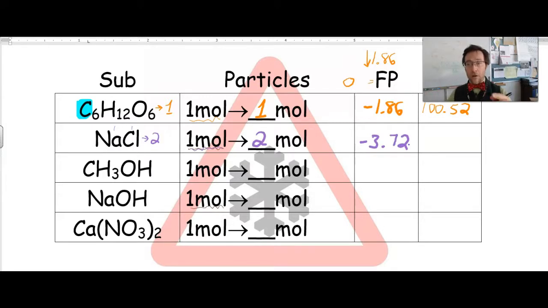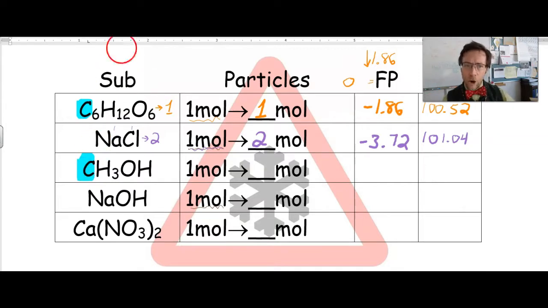Now, our boiling point, on the other hand, it's going to get warmer. Not once, but twice. So it's going to go up 0.52, then up 0.52 again, leaving me with a final boiling point of 101.04 degrees centigrade, of course.